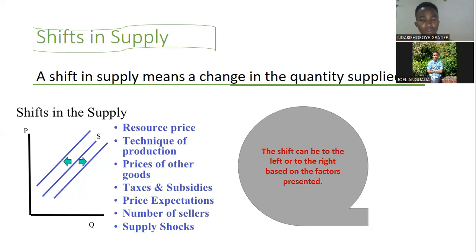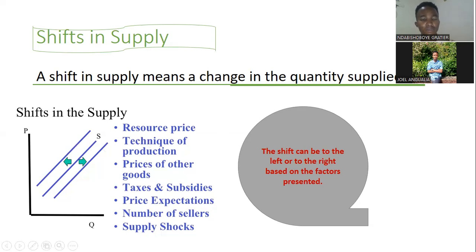So, resource price. What do you think will happen when the price of a resource increases? Will supply go to the left or to the right? The supply will go to the left. Very good. Going to the left means a decrease. It means there will be a reduction. And when the price decreases, automatically it will shift to the right.